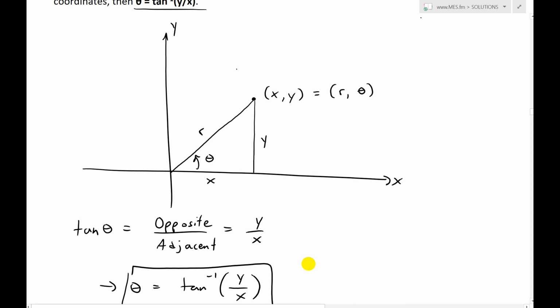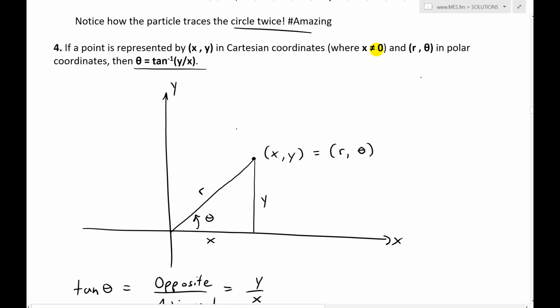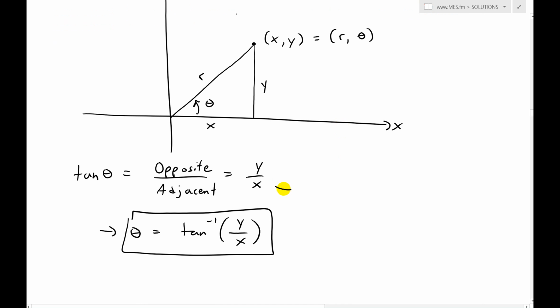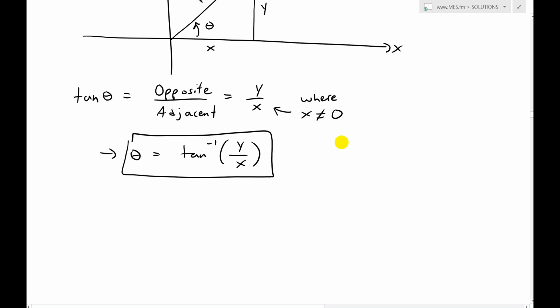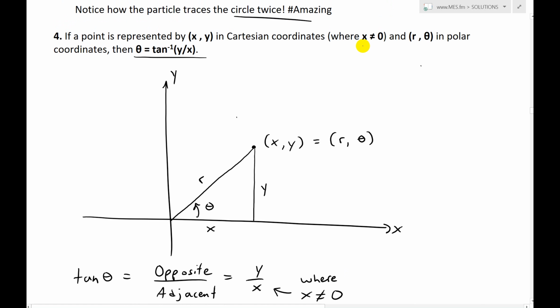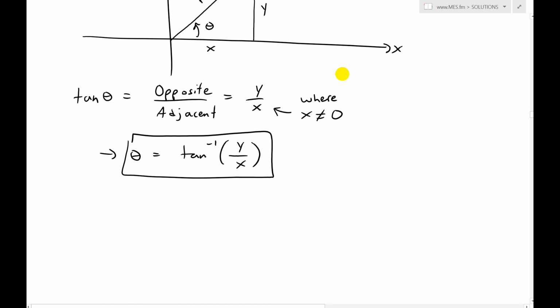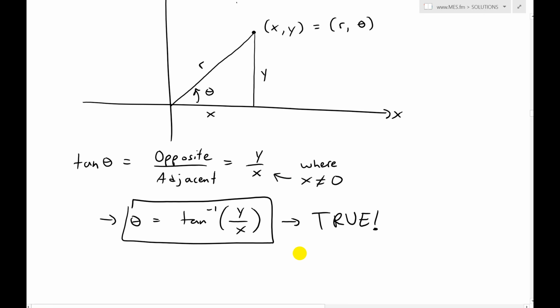And this is also where x is not equal to 0. Otherwise, you're going to get an undefined value; it's going to go to infinity. So in other words, they already added that exception, where x is not equal to 0. So then this is true. I think that's our first true statement so far in this quiz.